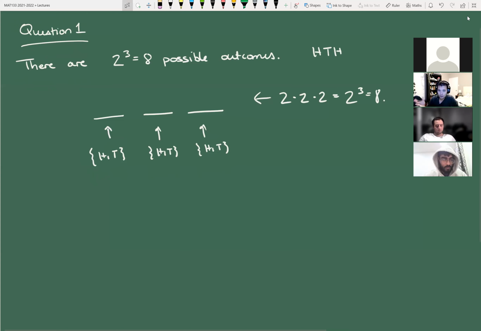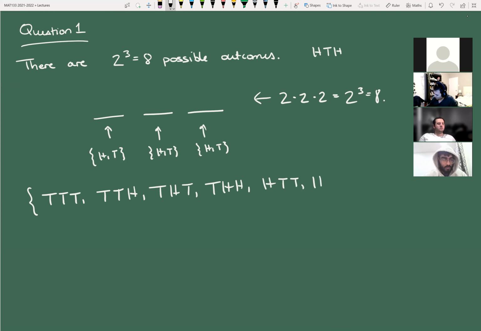But maybe there aren't that many. We could just write them all down, right? So you get like tails, tails, tails; tails, tails, heads; tails, heads, tails; tails, heads, heads; heads, tails, tails; heads, tails, heads; heads, heads, tails; heads, heads, heads. Is that 8? 1, 2, 3, 4, 5, 6. That's 8, right? And if you wanted to do this just naively, without doing any counting sorts of arguments, you could say, okay, well, how many of them have no heads whatsoever? Well, this is the no heads.